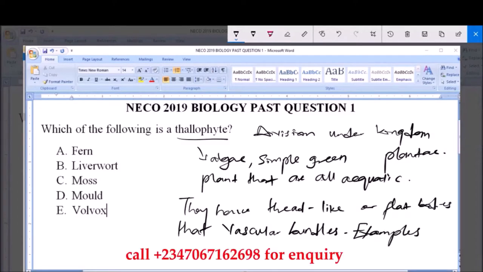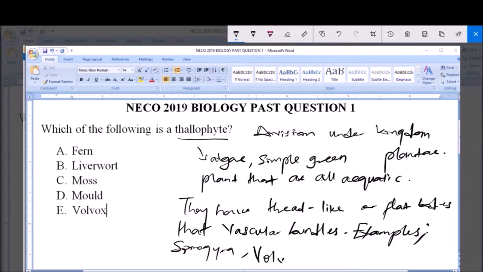Examples of thallophytes include Spirogyra, and also the Volvox. They are examples of thallophytes. They are algae.